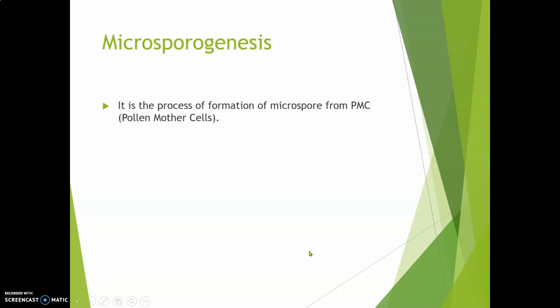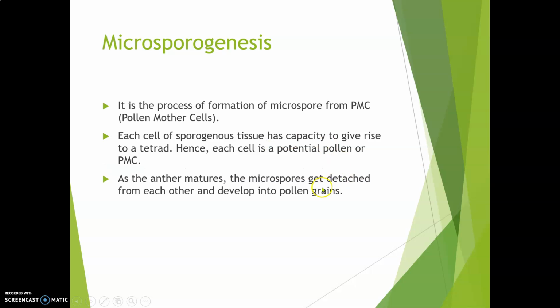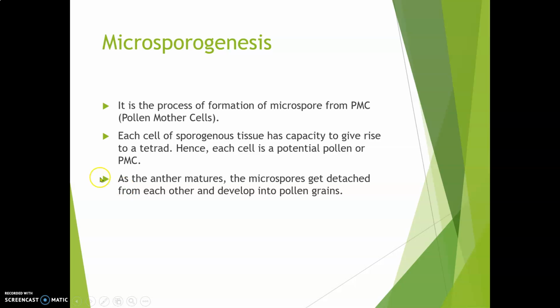Now microsporogenesis. As I just told you, the pollen mother cells undergo meiosis to help in the formation of pollen grains. Now, we'll be discussing this. Microsporogenesis is the process of formation of microspore from the pollen mother cell. Each cell of the sporogenous tissue has the capacity to give rise to a tetrad. Hence, each cell is a potential pollen or PMC.